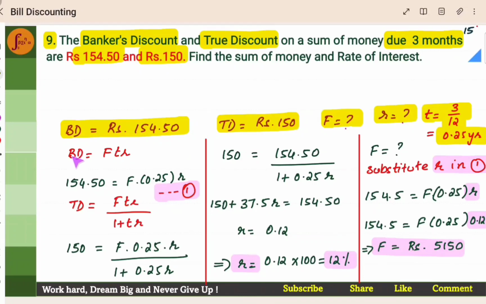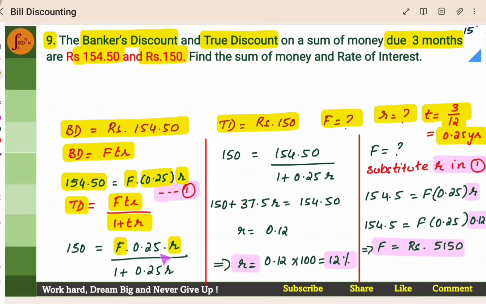Now what is the formula for BD? BD is equal to FTR. So here you have F and you have R, right? So we don't know F, we don't know R. We know T and we know banker's discount. Now we'll go to the other formula. We'll go to the true discount formula. What is true discount formula? FTR by 1 plus TR. Again here also we don't know F, we don't know R.